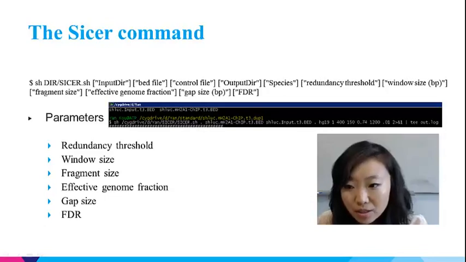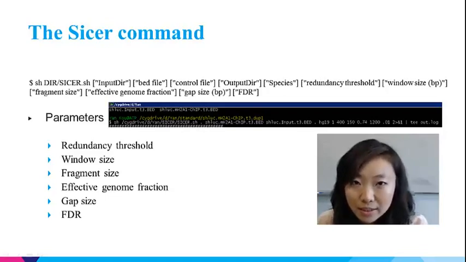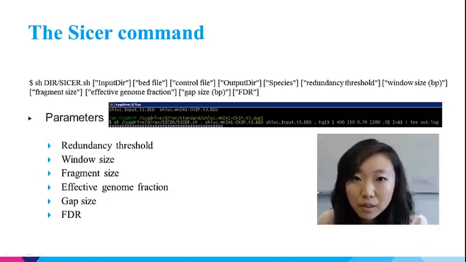The authors of SICER suggest using a 1-to-1 ratio of window size to gap size for narrow peaks such as H3K4 trimethylation, and 1-to-3 for broader peaks such as H3K27 trimethylation or H3K36 trimethylation. The fragment size points to the size of the tags. Since we know the size of the nucleosome is approximately 150 bp, we put 150 here.